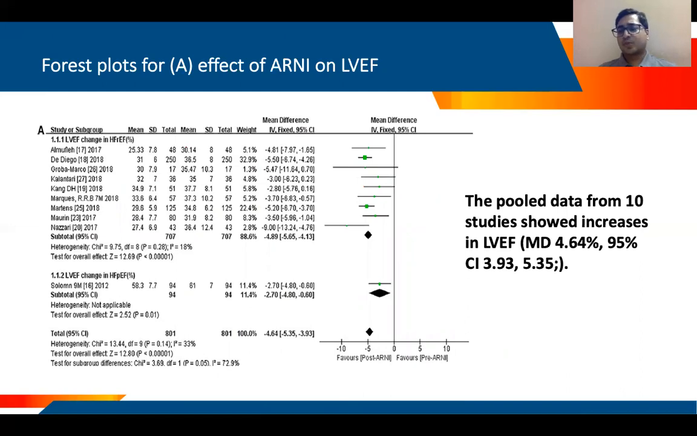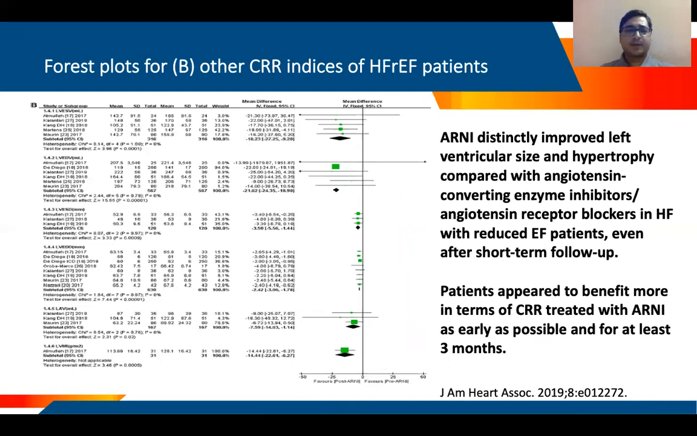And this is pooled data from 10 studies, which you can see on the left-hand side. It shows the increase in LVEF following initiation of ARNI therapy, and therefore ARNI distinctly improved left ventricular size and hypertrophy compared with angiotensin converting enzyme inhibitors and angiotensin receptor blockers in heart failure with reduced ejection fraction. And even after short-term follow-up, it is maintained up to long-term.